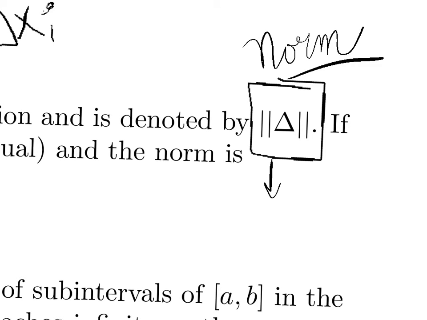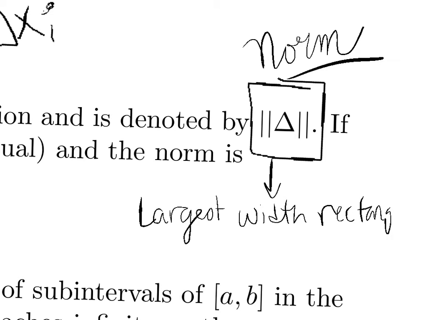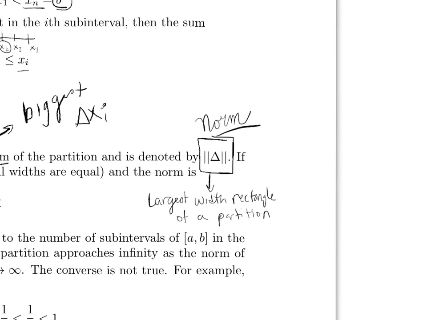And again, he is the largest width rectangle of a given partition. That's norm. The key here is that norm will determine how good our approximation is.